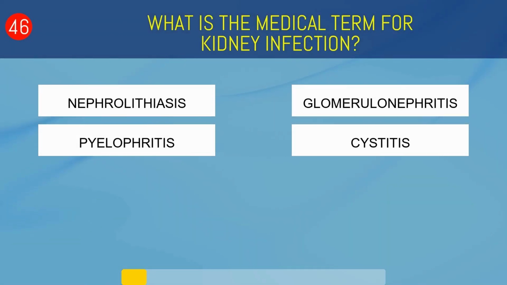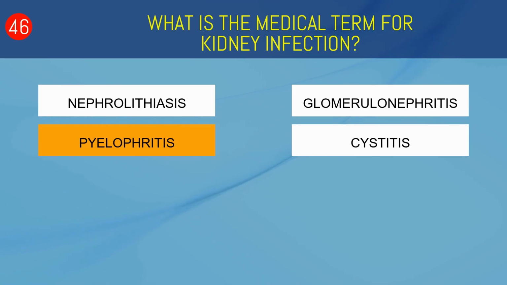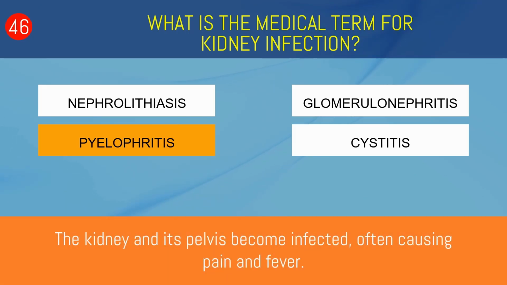What is the medical term for kidney infection? Nephrolithiasis, pyelonephritis, glomerulonephritis, or cystitis? Pyelonephritis. The kidney and its pelvis become infected, often causing pain and fever.